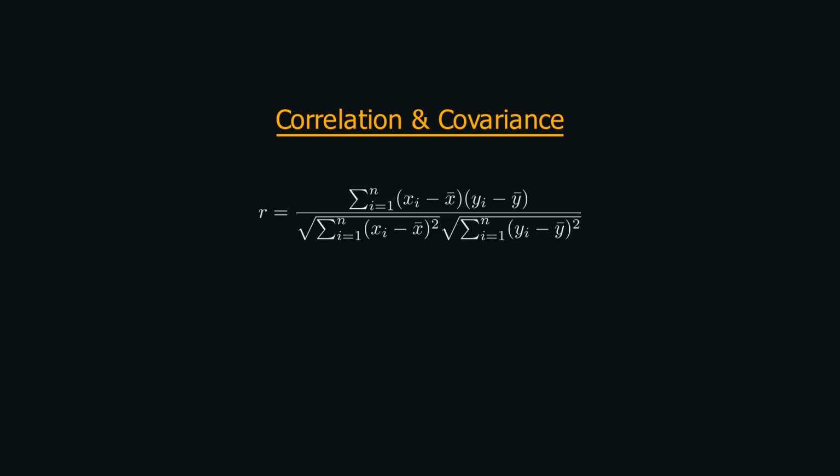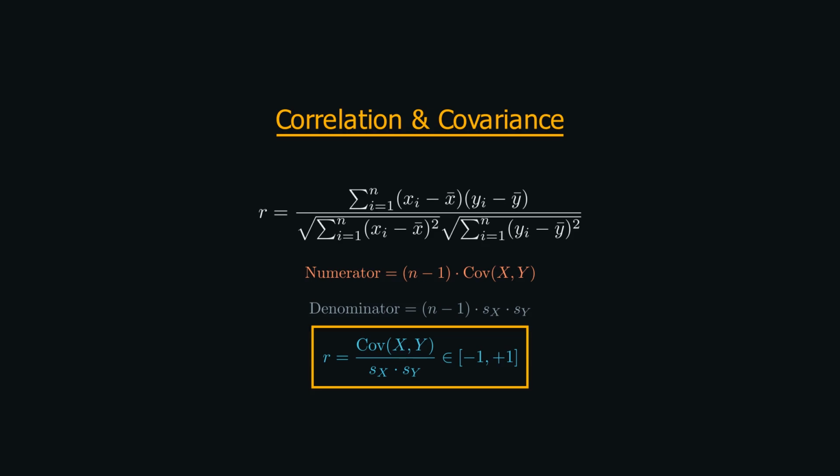The Pearson correlation, which we call r, equals the sum from i equals 1 to n of x sub i minus x bar times y sub i minus y bar. That whole sum is divided by the product of two quantities: the square root of the sum of x sub i minus x bar squared, times the square root of the sum of y sub i minus y bar squared. This formula is just the covariance divided by the two standard deviations, written out in full.